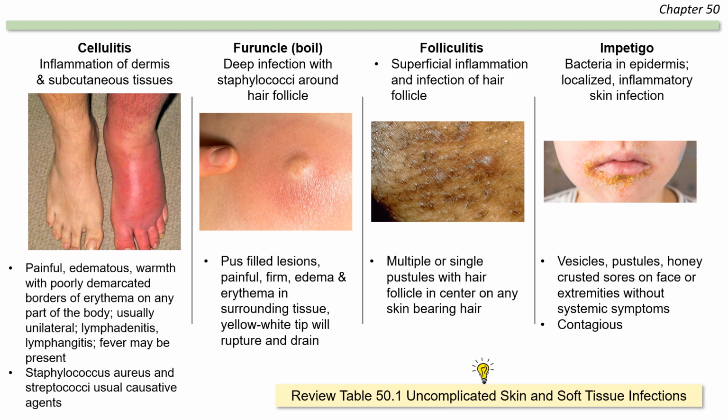So this will manifest with the 5 cardinal signs of inflammation: the pain, the edema, the warmth. It'll be painful, loss of function. When this progresses or it is more severe, then the patient can develop lymphadenitis. So that is swollen lymph nodes. And they may also have a fever. And then Staphylococcus aureus and Streptococci are usually the bacteria that is causing the cellulitis.